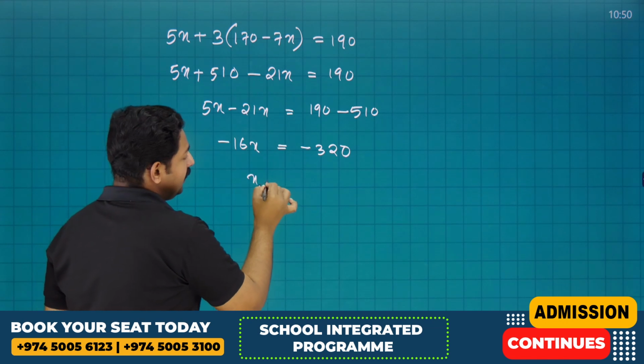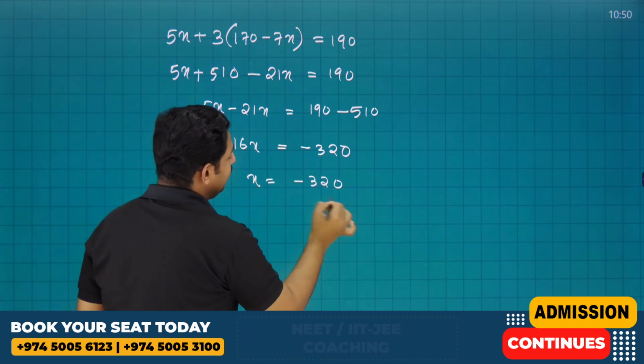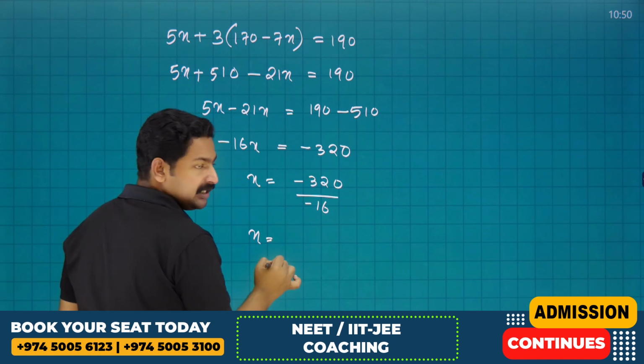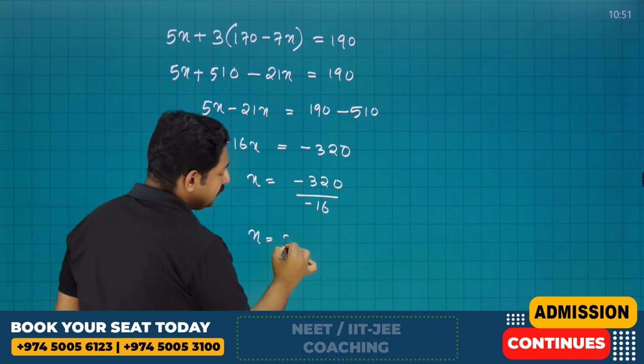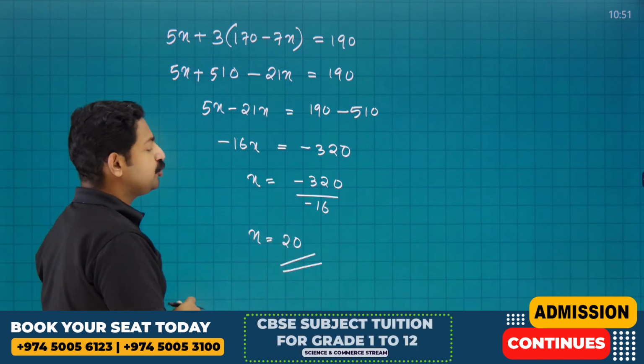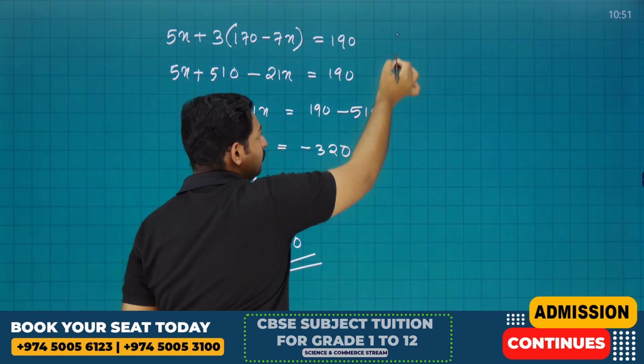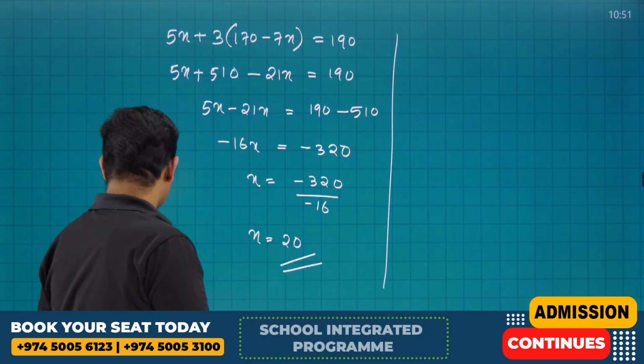Then what is the value of x? x is equal to minus 320 divided by minus 16. The minus signs cancel, and when you divide, you get 20. So x is equal to 20. Now, what is the value of y? The value of y you can find out from the equation.